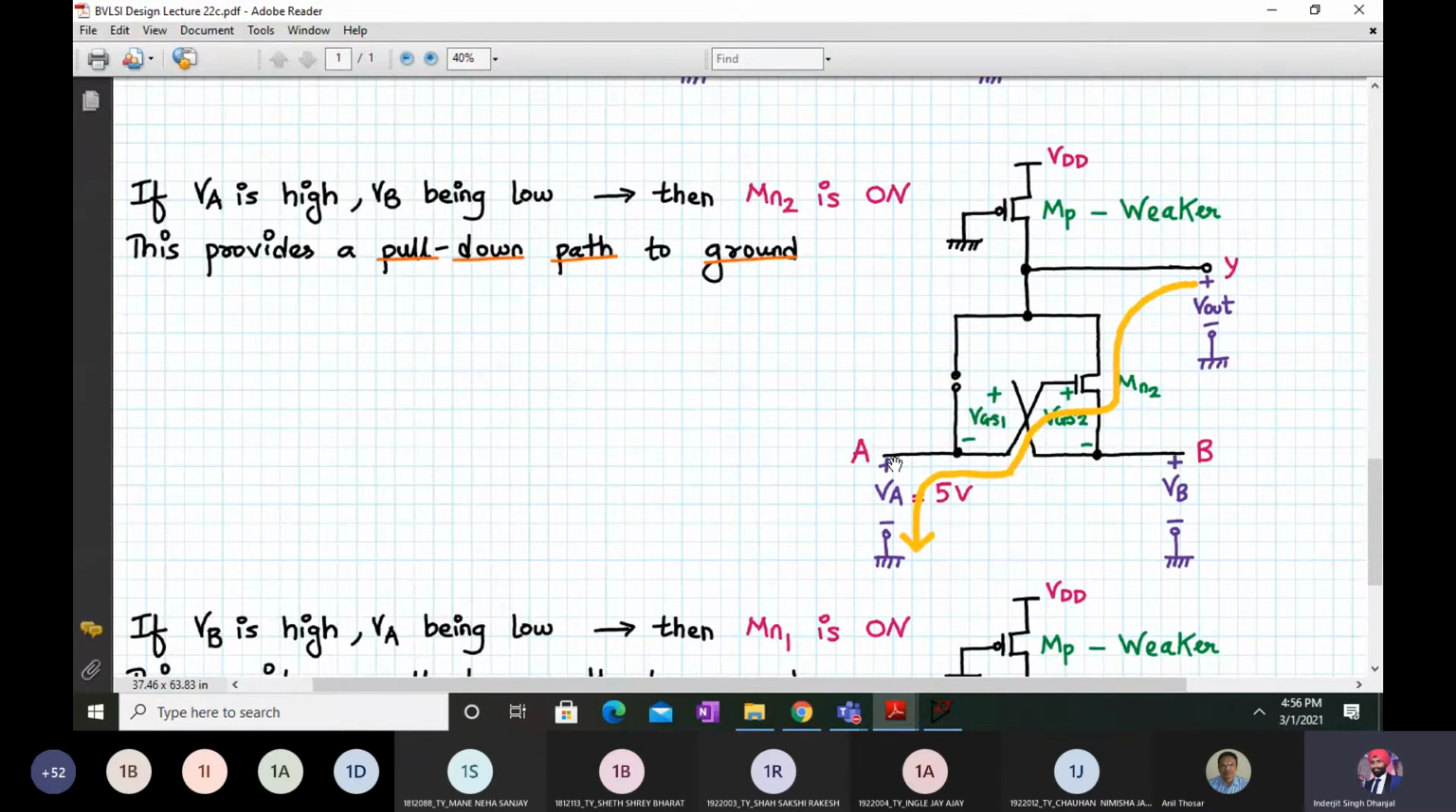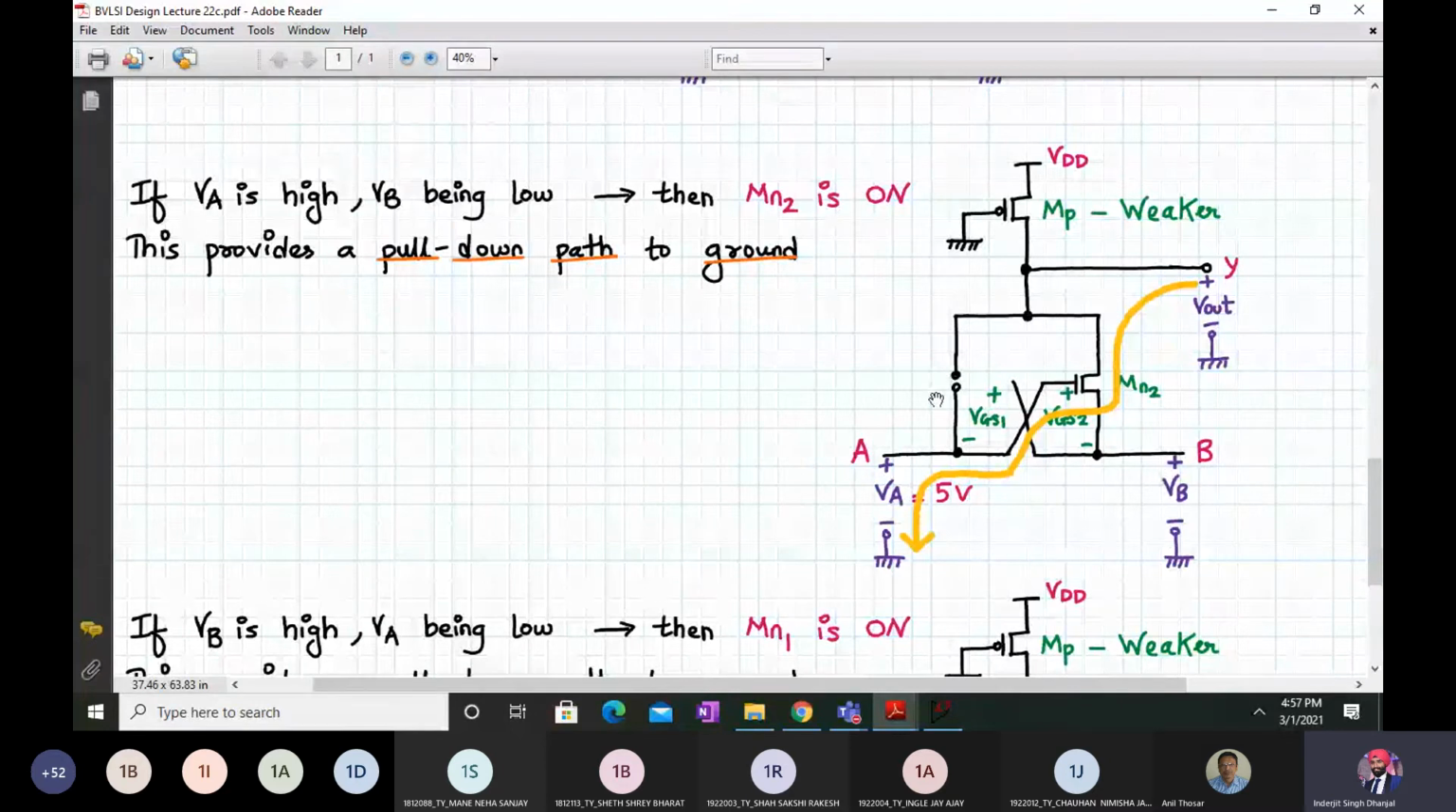Even if the PMOS is on, it is only a weaker PMOS that is on. It's not stronger. The PMOS network's job is to pull the output towards VDD if it is stronger, but this one is the weak one. So over here, if VA is high and VB is low, so VB is ground, VB is 0, let's say, then this 0 is going towards the NMOS transistor MN1. So MN1 will be off.